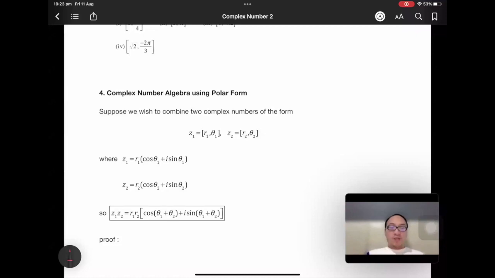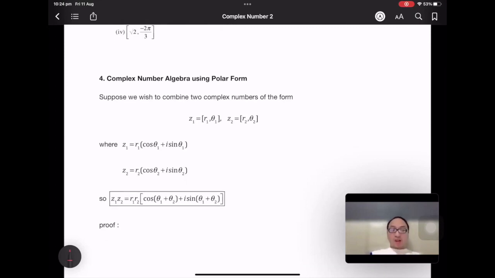In the previous video, we discussed complex numbers, from the basic concept until the polar coordinates in the Argand diagram. How do you convert from the Argand diagram in Cartesian, x and y, into polar coordinates? Now we will continue to discuss the algebra using the polar form.